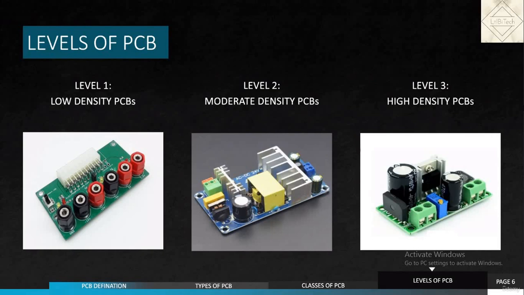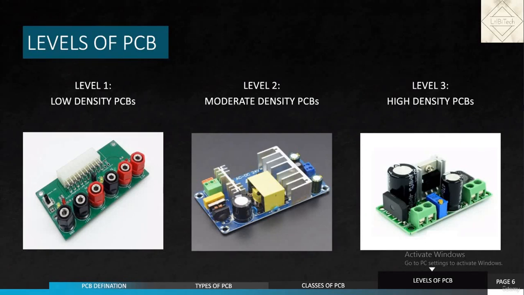The level 3 PCBs are high density PCBs, where in a given board size you will have a large number of components, so it is critical for component placement as well as routing. So we need to do a lot of planning for component placement. Also we need to do a lot of planning, and practice is required to do the routing for high density PCBs. If you compare with the moderate density, yes, it takes a lot of time to design. You cannot design it in a short time period, so it needs proper planning on placement as well as routing.